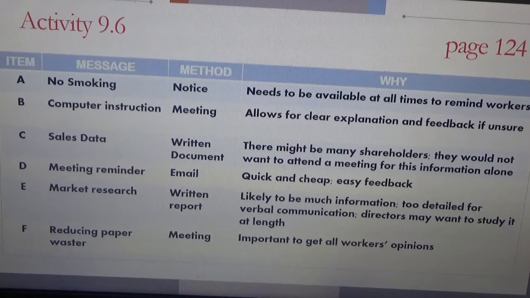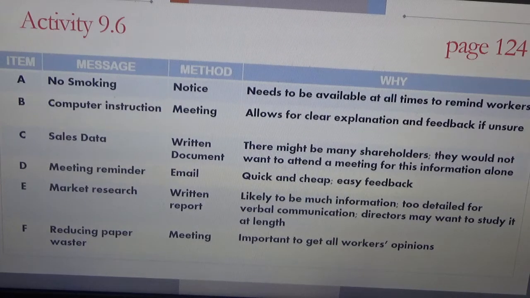Okay, for letter F, the office manager wants to obtain views from all office workers on how paper waste could be reduced. So our message is reducing paper waste. Method: meeting. Why? Because it's important to get all of the workers' opinions.